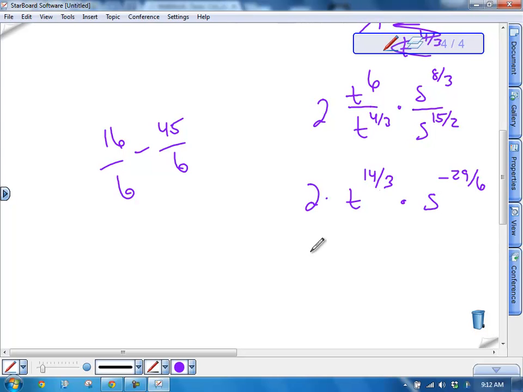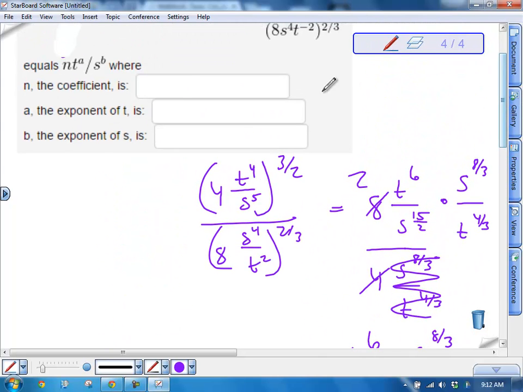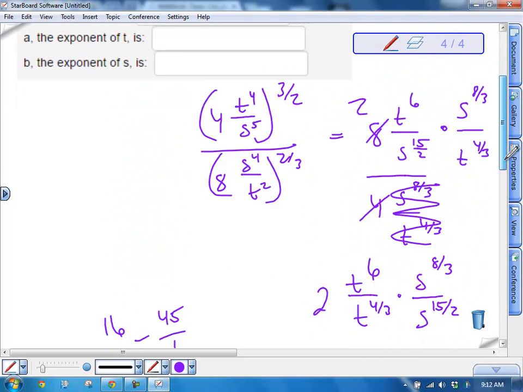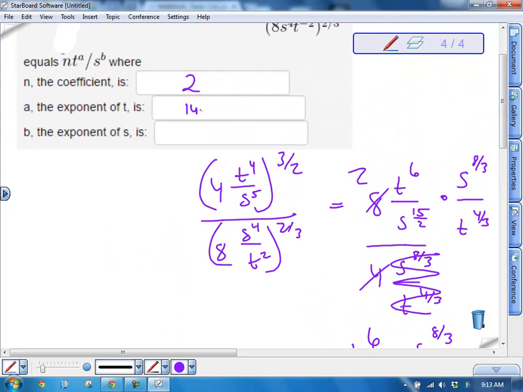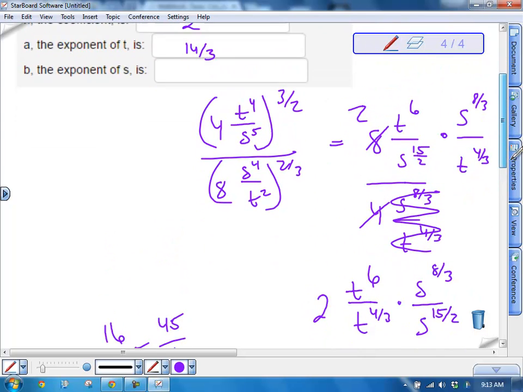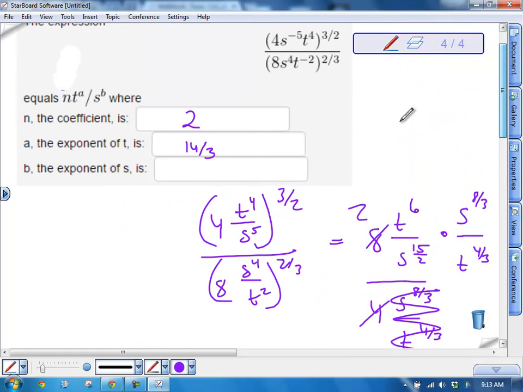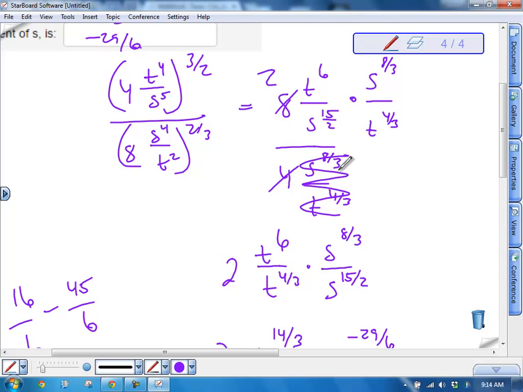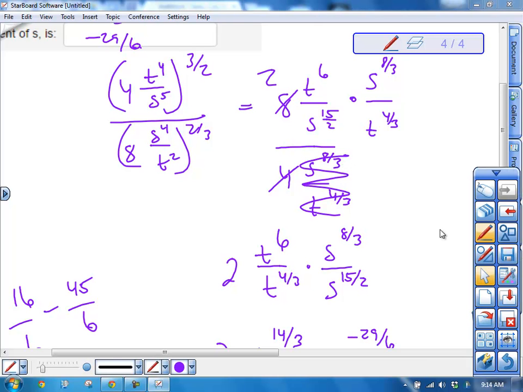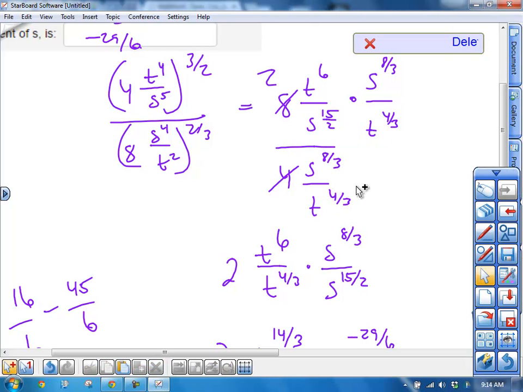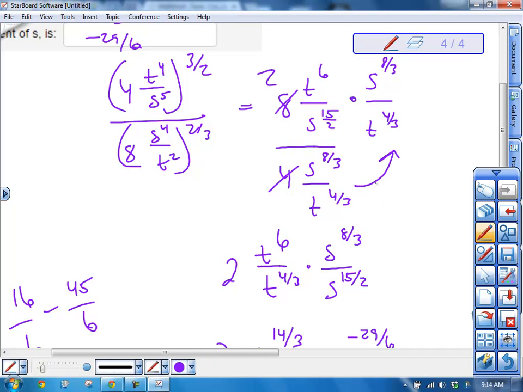Okay, let's see if that's the answer. What it wants is the coefficient, so n would be 2, a would be 14/3, and b would be negative 29 over 6. I made a mistake right in this step right here. When I moved this to the top, I said I was going to flip it, but I didn't. Right here, I moved it up and kept it the same.